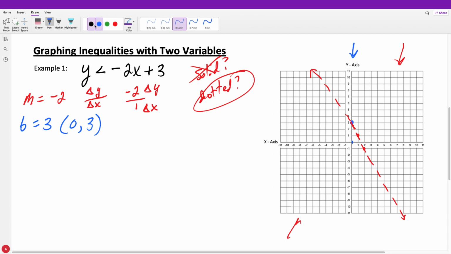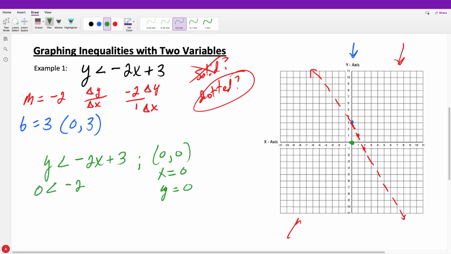So I'm going to pick this point here of (0, 0). That's the point I'm picking, and I'm going to test it. Does it work? All right, y is less than -2x plus 3. I'm testing the point (0, 0). So we substitute 0 in for x and 0 in for y. Well, is 0 less than -2 times 0 plus 3? Well, 0 times -2 is 0. So is 0 less than 3? Yes, it is. So that means that this point works.